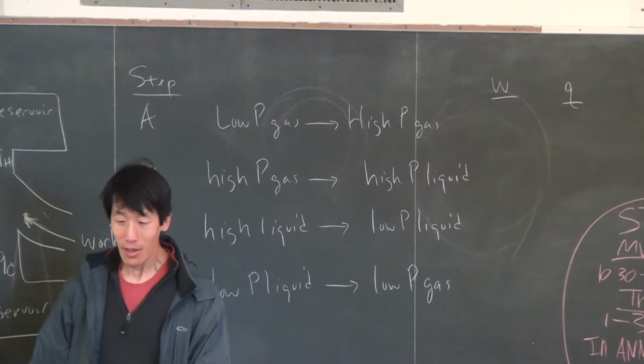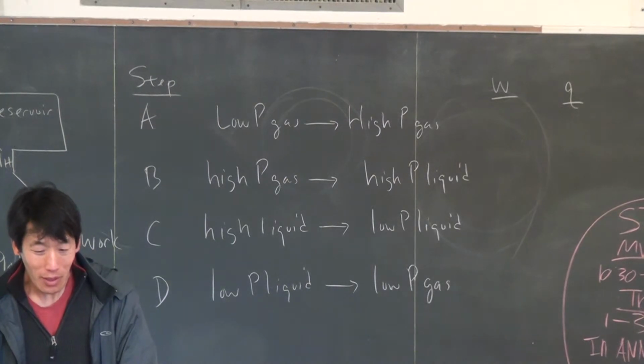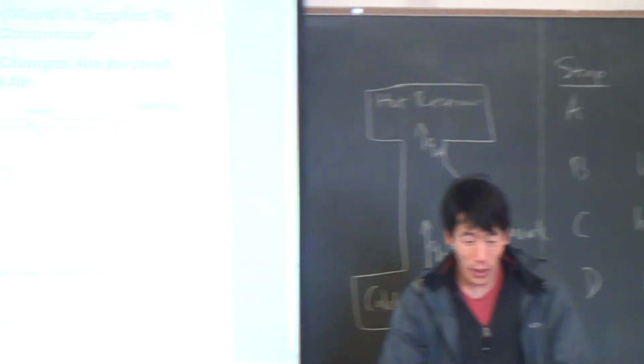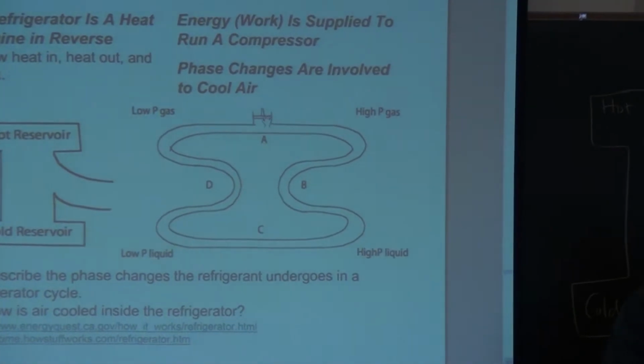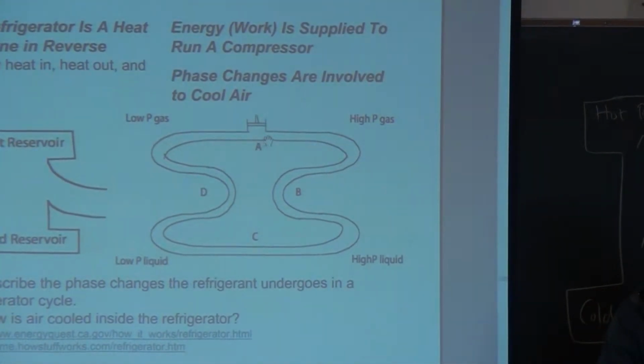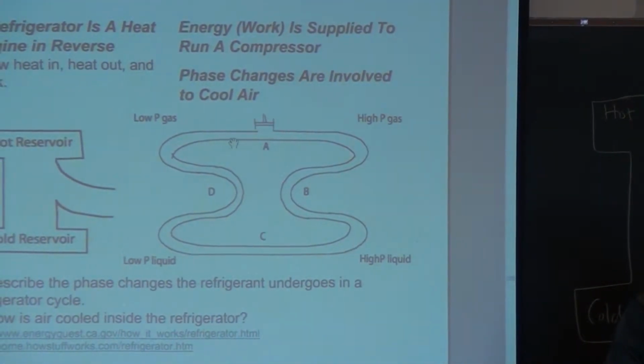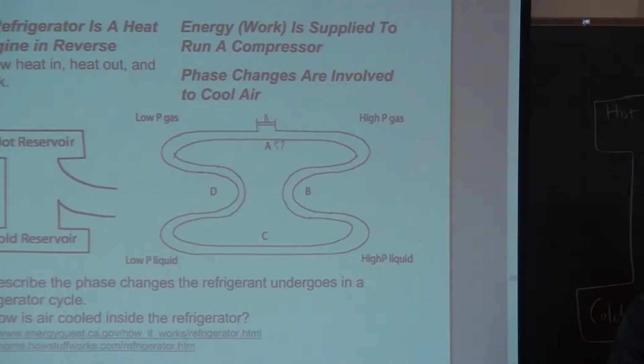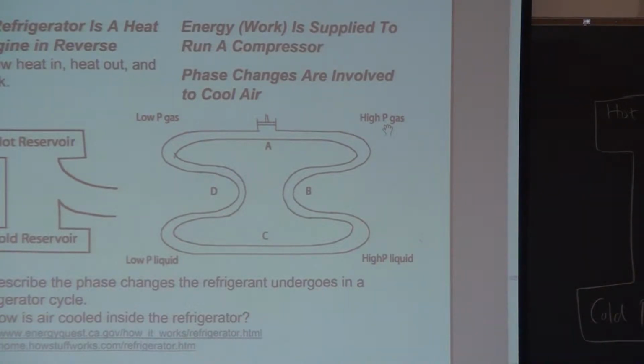Okay, now, if you look at this diagram here, this little thing is supposed to be a little piston, and that's going to represent the mechanical compressor in the refrigerator. So when your refrigerator turns on, that's the compressor turning on and compressing the low pressure gas into a high pressure gas. So it's actually step A where the work is supplied.